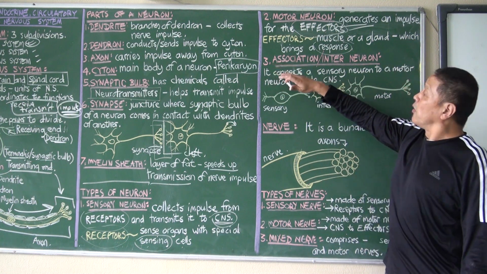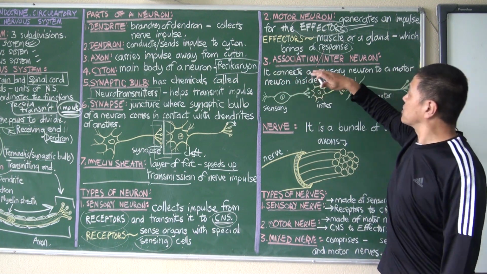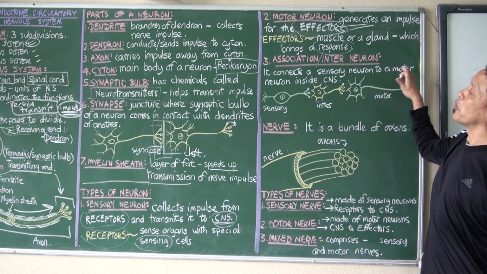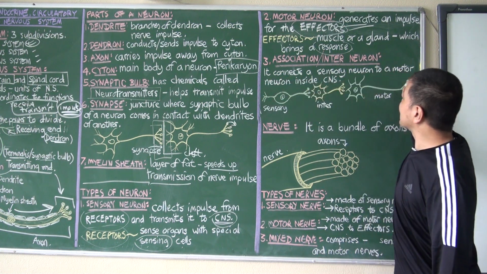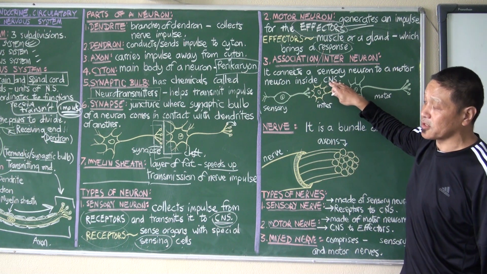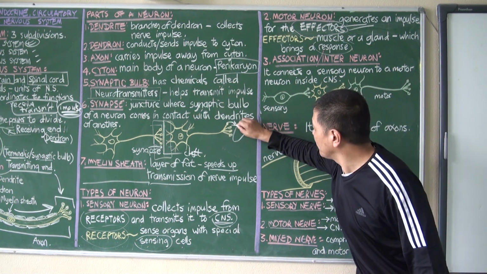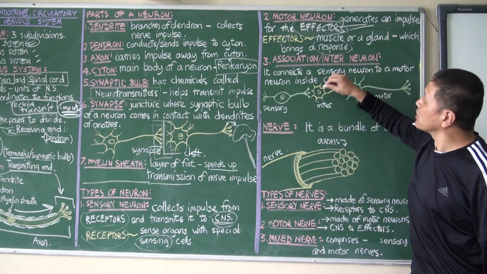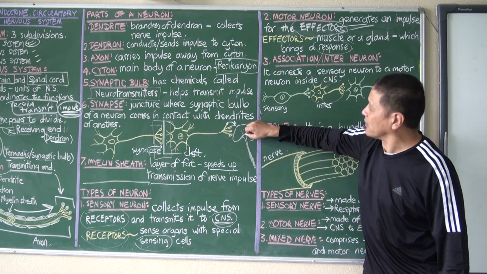Right. The third type of neuron is the association neuron or the interneuron. It connects a sensory neuron to a motor neuron, and this occurs inside the CNS or the central nervous system, meaning the brain or the spinal cord. So interneuron you always find inside it.